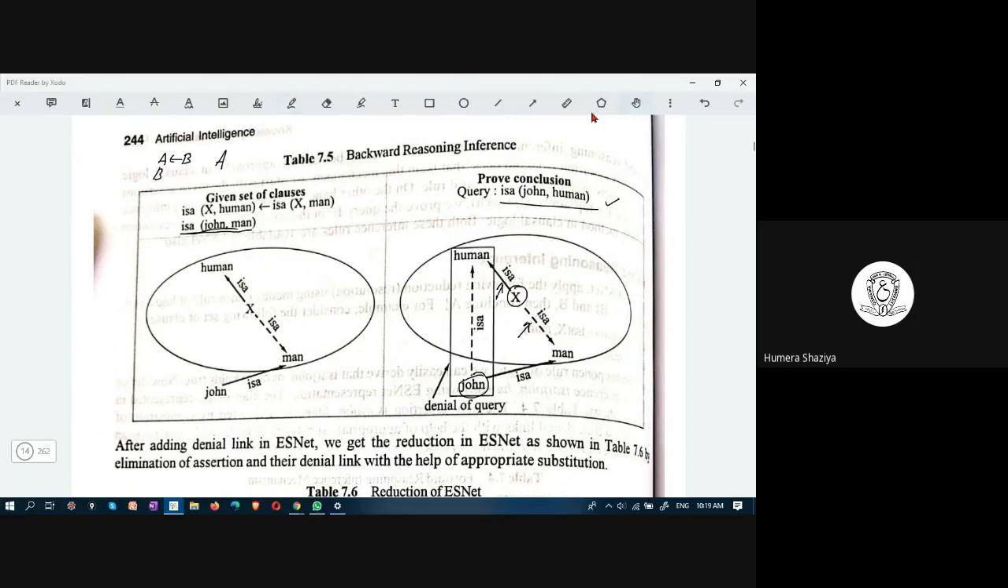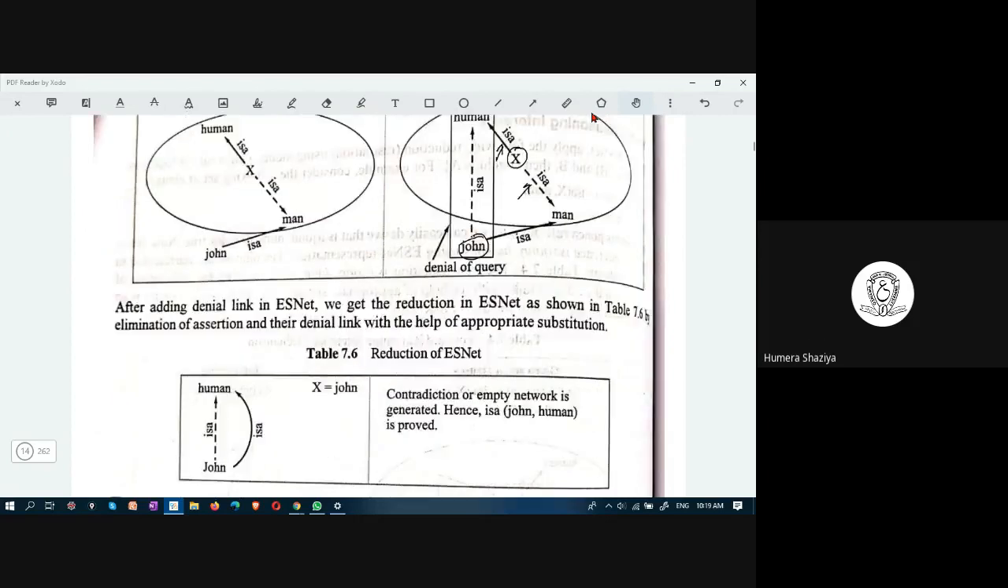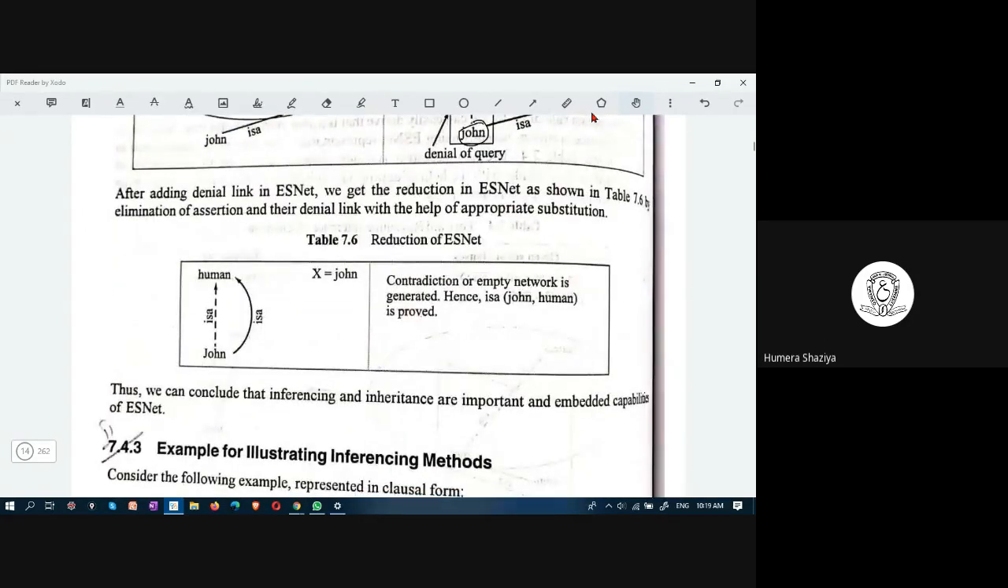Therefore, John is a man is this solid line, and it is already given in the figure earlier in this network that John is a human. And apparently, here it is proved that John is a human. Contradiction or empty network. This is how it is generated and proved.